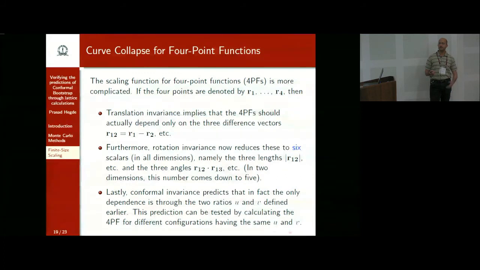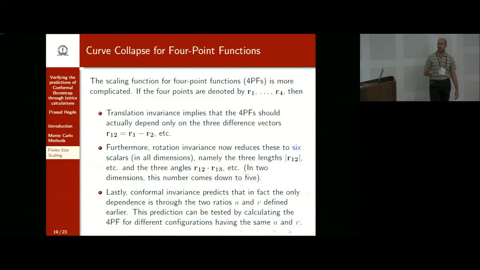I mean, 3 vectors is 3 times D scalars in D dimensions. But now because of rotation invariance, all I have is 6: the 3 lengths and the 3 angles between these 3 vectors. So in 2 dimensions, this number comes down to 5, but for 3 or greater, it's a function of 6 variables. And lastly, conformal invariance predicts that out of these 6, the only dependence is through the 2 ratios, U and V, which are ratios of lengths.